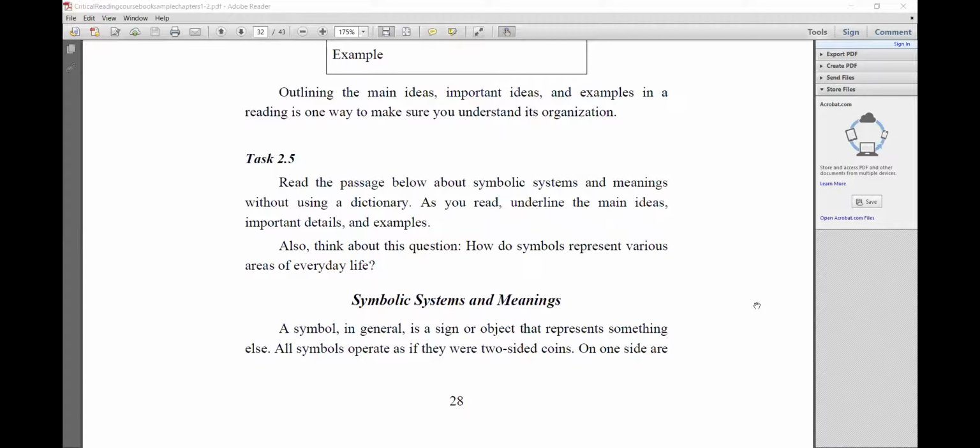A symbol. What is a symbol? Symbolic systems and meanings. A symbol in general is a sign or object that represents meanings, as if they were two-sided coins. On one side are the characteristics, and on the other side are the meanings, or what the symbols stand for.